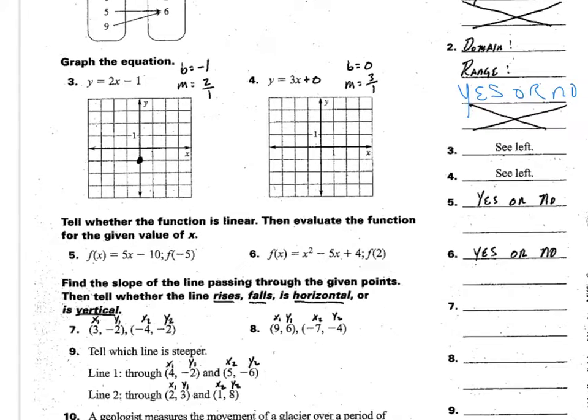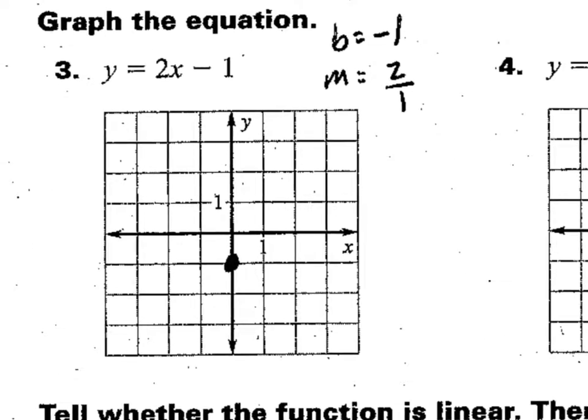For number 3 and number 4, they want you to graph the equation of the line. So number 3, here's your equation. It's in y equals mx plus b form. The b, which is what we always graph first, is -1. I kind of got you started here. It's the y-intercept. So we're going to start with a point here on 1, -1. Now your slope is 2 over 1. So make your move from this starting point, and then draw your line.